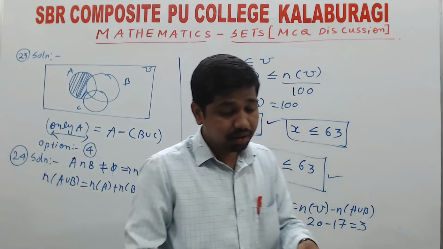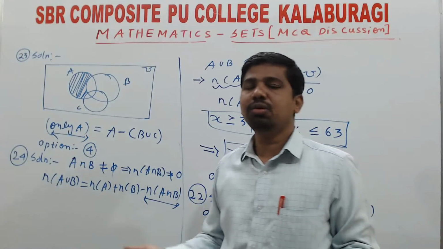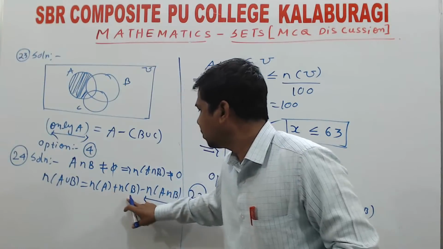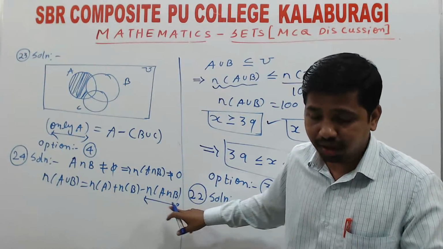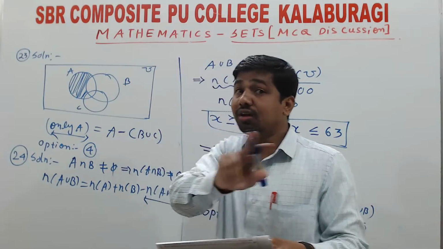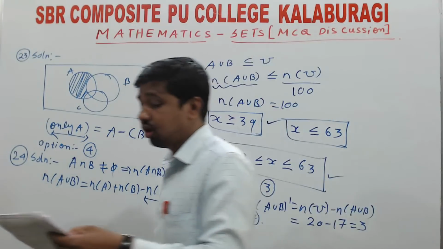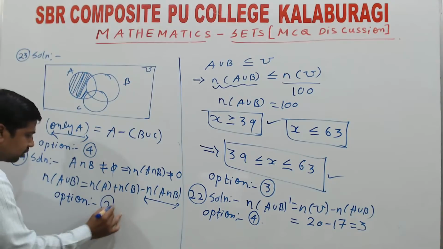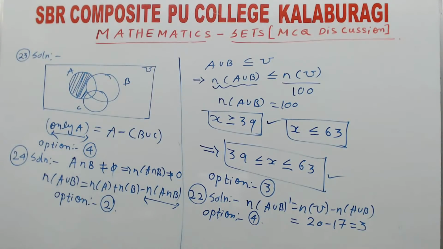But here what is given? They are not disjoint. Not disjoint means definitely our formula will be n of A union B equal to n of A plus n of B minus n of A intersection B. Which option is correct over there? The second option is correct. If they are disjoint, then the first option is correct, right? But here we are not disjoint, meaning A intersection B is not equal to 0. That is option 2. Option 2 is correct, right? Now 25.